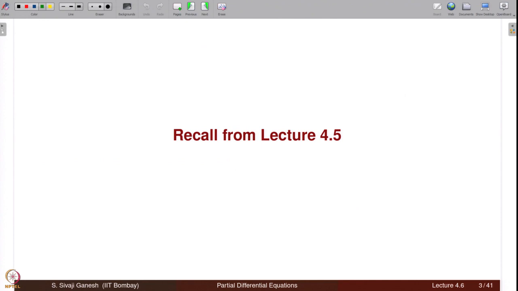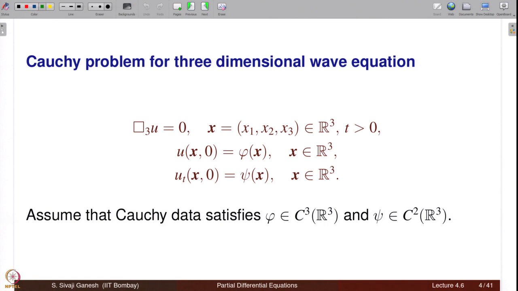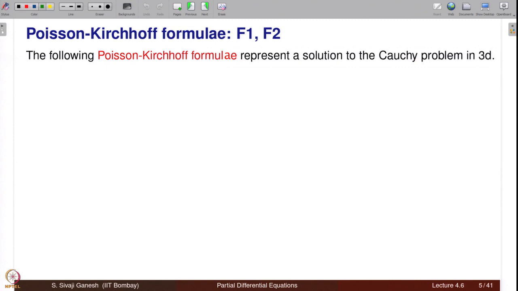Okay, let's recall from lecture 4.5, where we consider the Cauchy problem for three-dimensional wave equation. This box 3 stands for the wave equation in three dimensions, equal to 0, that means homogeneous wave equation. And this is the Cauchy data, u of x, 0 is phi and ut of x, 0 is psi. Assuming that the Cauchy data satisfies phi is a C3 function and psi is a C2 function, we have obtained an expression which is called Poisson-Kirchhoff formulae, which represents a solution.